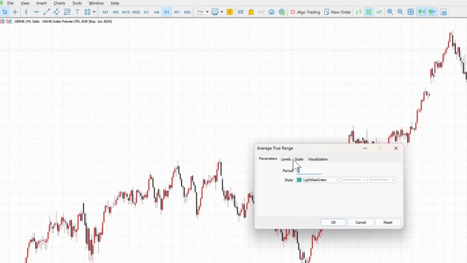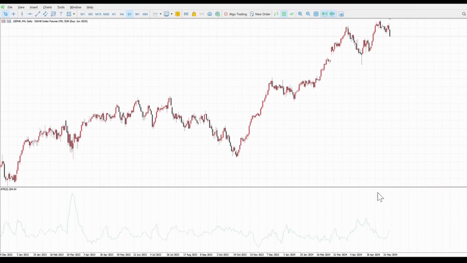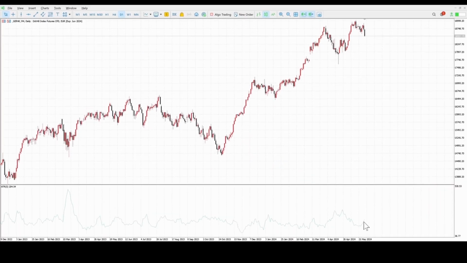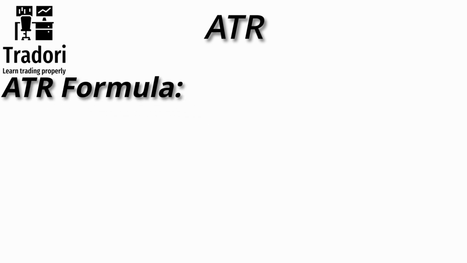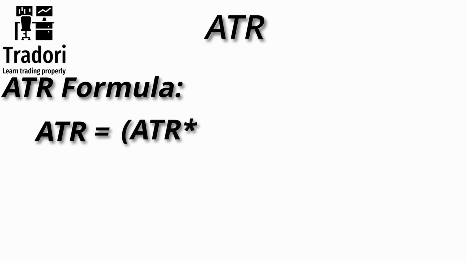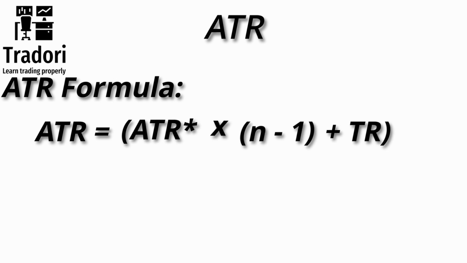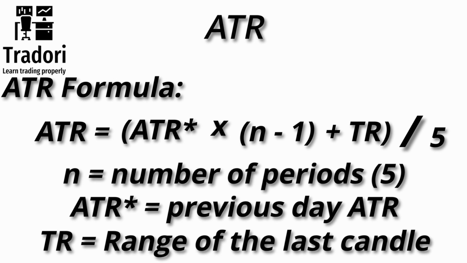Just do not forget to choose 5 periods. As you can see, at this day, ATR was indeed 192 points as we calculated. When you know ATR, you can calculate it by a simple formula. ATR equals previous ATR times number of periods minus 1, plus true range, with the whole number divided by number of periods.